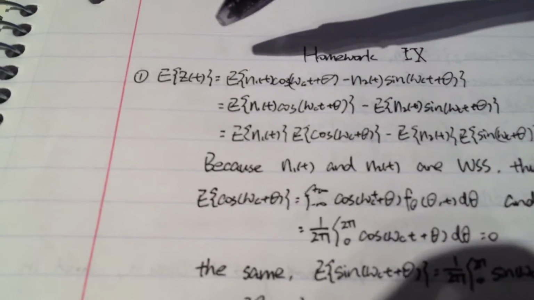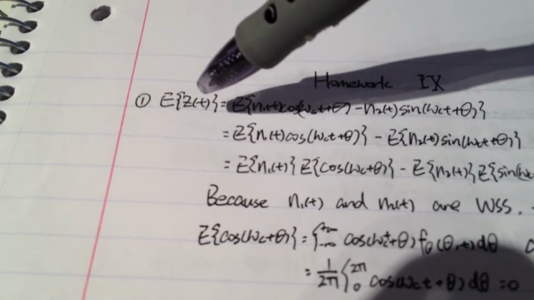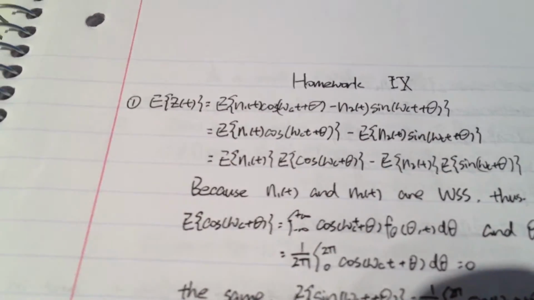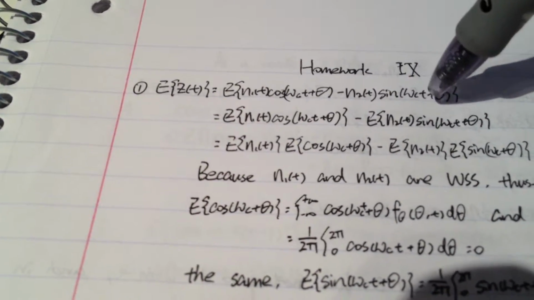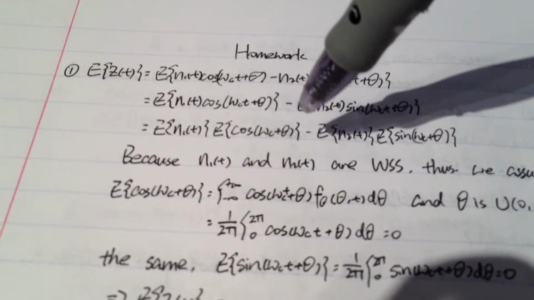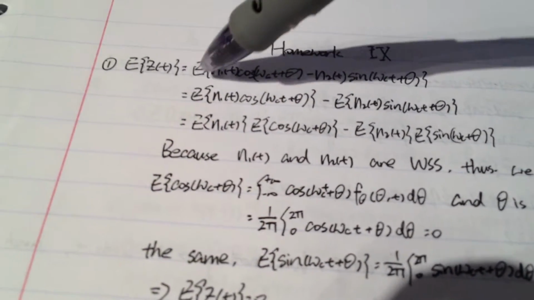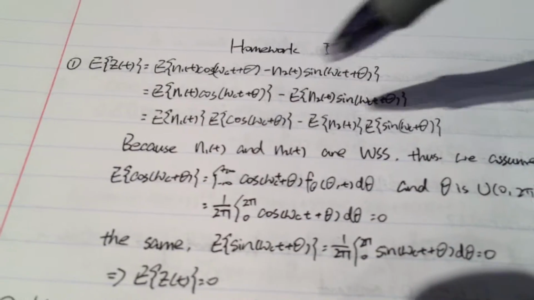Well, for the first question, according to the formula, we can know that the mean of zt equals this part, and because the mean is linear and n1t, n2t, and theta are all independent of each other, we can rewrite the mean of zt into this part.